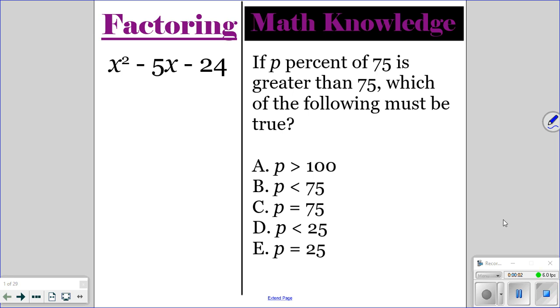All right, so y'all go ahead and do the factoring and the math knowledge question for today. Pause the video, and then once everyone is finished, you can unpause the video and I'll go over the correct answers. So for the factoring, you should have x minus 8 times x plus 3.